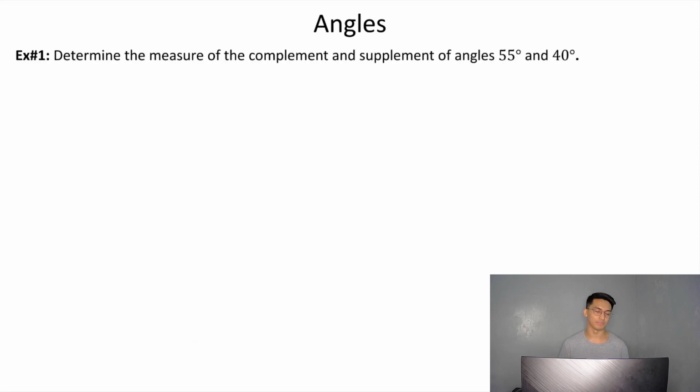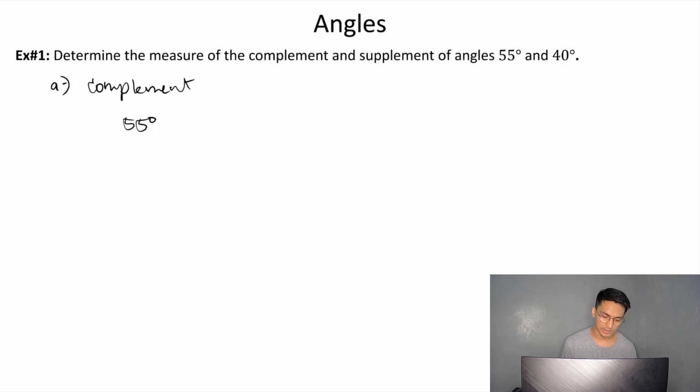So, example number 1. If we are asked to determine the measure of the complement and supplement of angles 55 degrees and 40 degrees. So, paano gagawin? So, letter A. Let's go first with the complement of the two angles. Complement. For angle 55, para malaman natin yung complement of the angle 55, simply 90 degrees minus 55 degrees. And yung kakalabasan nun, siya yung complement angle ng 55 degrees.